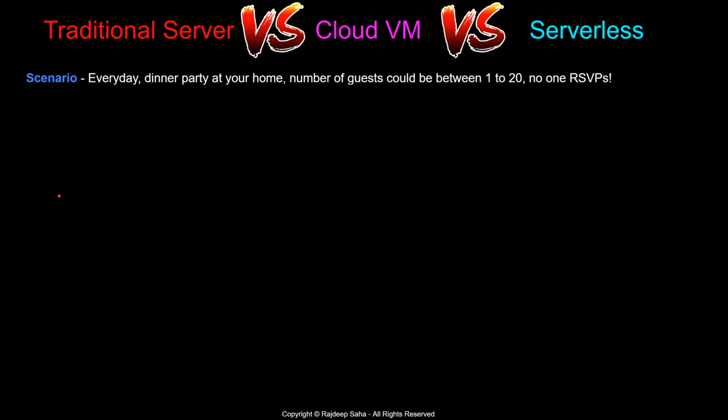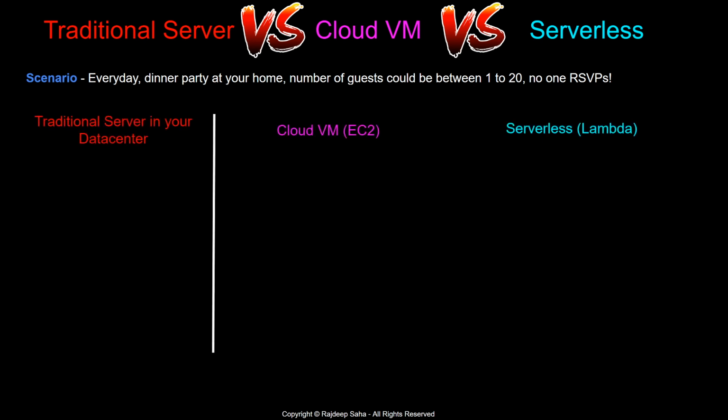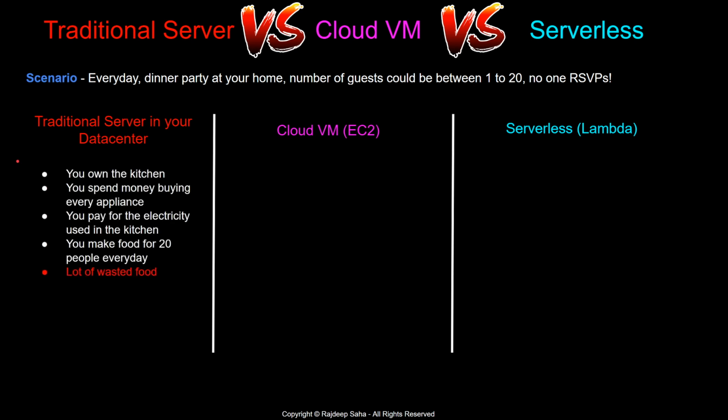So how do you tackle this scenario with a traditional server kind of solution, a cloud virtual machine kind of solution, and a serverless kind of solution? A traditional server in your data center kind of solution would be: you own the kitchen, you spend money buying all the appliances in that kitchen, you pay for the electricity used in the kitchen, and you make food for 20 people every day. This leads to a lot of wasted food because not every day are 20 people going to show up at your place.